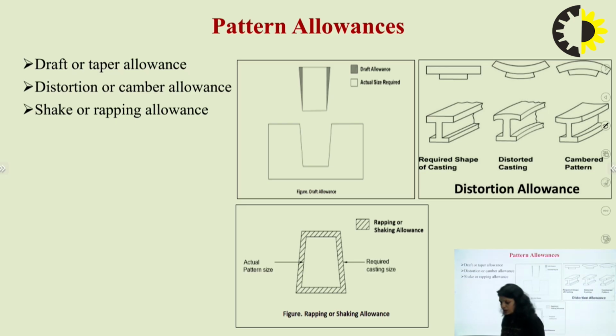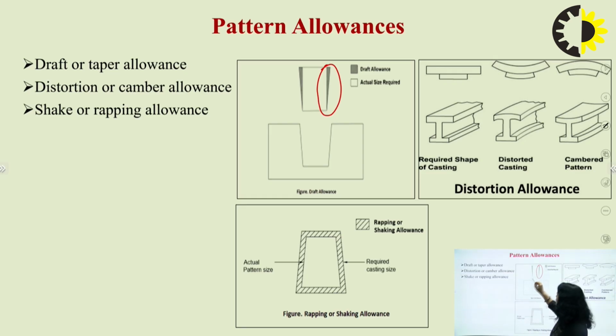The next one is the draft or taper allowance. Draft and taper allowance is provided on the vertical portions. Here you can see this gray area showing the allowance which is provided. We provide a little angle to the vertical surfaces, so the positive allowance is provided, to prevent damage while removing the pattern from the sand. This is the actual size which is required. So we have to provide the draft to the vertical surfaces.